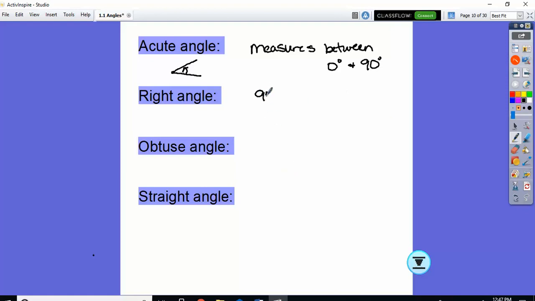What's a right angle? 90 degrees. And we know that a right angle looks like that. You see the little box in the corner that tells you it is a right angle. What's obtuse?